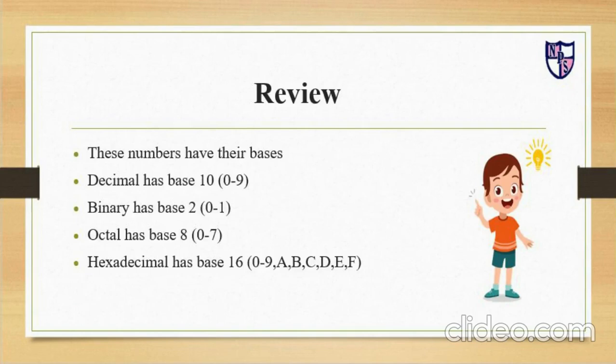These numbers have their bases. Decimal has base 10, which means it includes numbers from 0 to 9. Binary has base 2, it includes numbers only 0 and 1. Octal has a base 8, which means it includes numbers from 0 to 7, and hexadecimal has a base 16, which means it includes numbers from 0 till 15, but numbers from 10 to 15 are represented by alphabets A, B, C, D, E, F in place of 10, 11, 12, 13, 14, and 15.